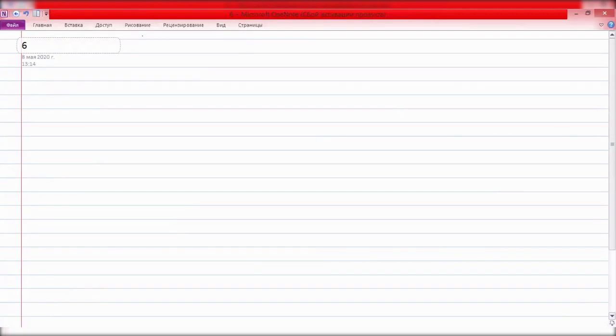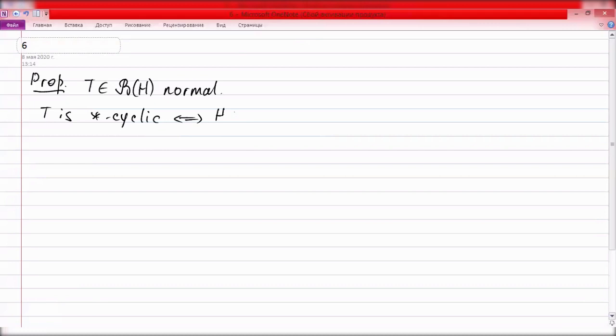We now have the following simple result. Proposition. Suppose that T is a normal bounded operator on a Hilbert space H. I claim that T is star cyclic if and only if H is a cyclic star module over C(K). Whereas before, K is an arbitrary compact subset of the complex plane which contains the spectrum of T.